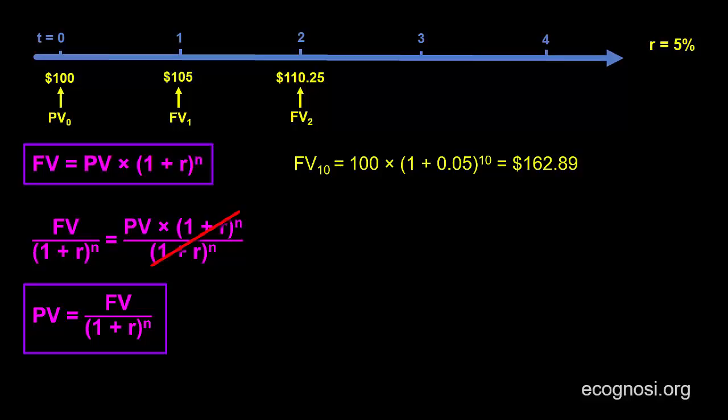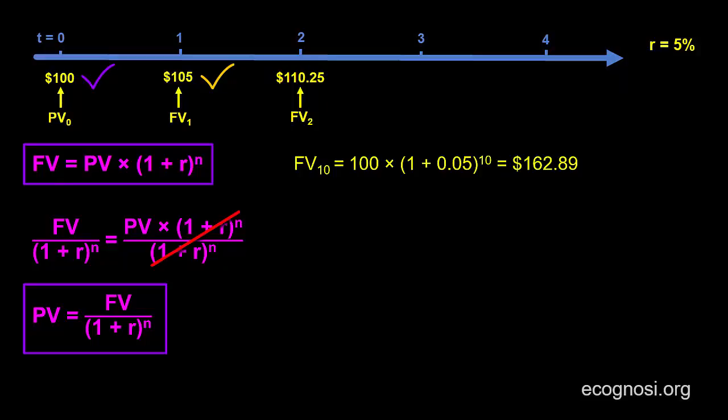Before I close this video, there's one more thing I want you to realize. Let's say I wanted to end up with $105 in a year's time. How much do I need to invest today? How much do I need to deposit today in order to end up with that amount? The answer is $100, which is the present value.